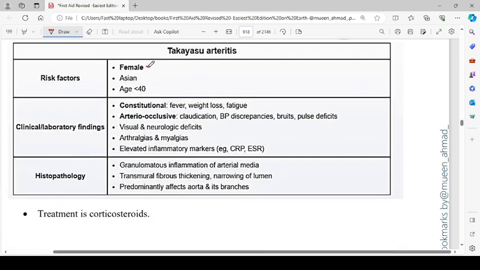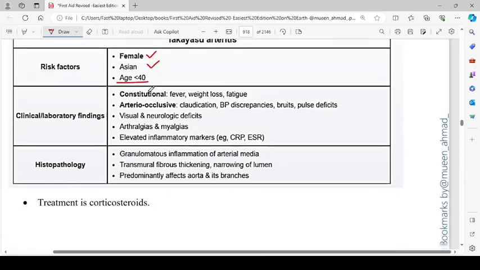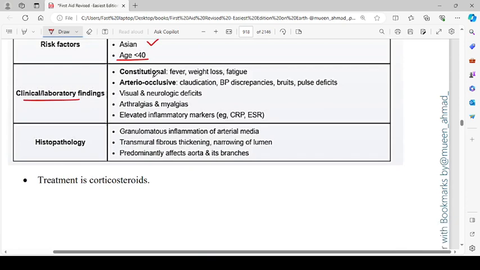Takayasu arteritis is seen with respect to the female, Asian, and age less than 40. The clinical laboratory findings: constitutional symptoms like fever, weight loss, and fatigue. Arterio-occlusive claudications, blood pressure discrepancies, bruit, and pulse deficits will be there. Visual and neurological deficits, arthralgias and myalgias, and elevated inflammatory markers, for example, C-reactive protein and ESR.